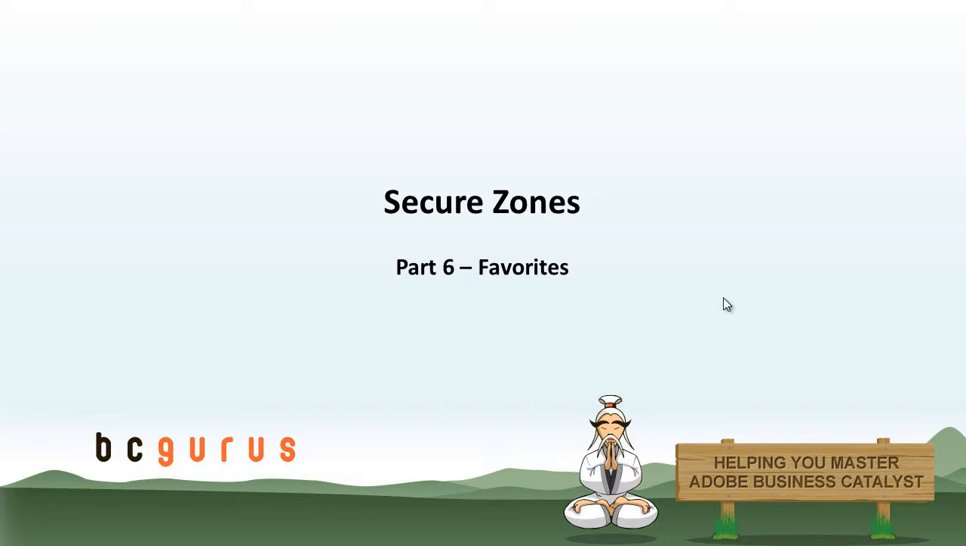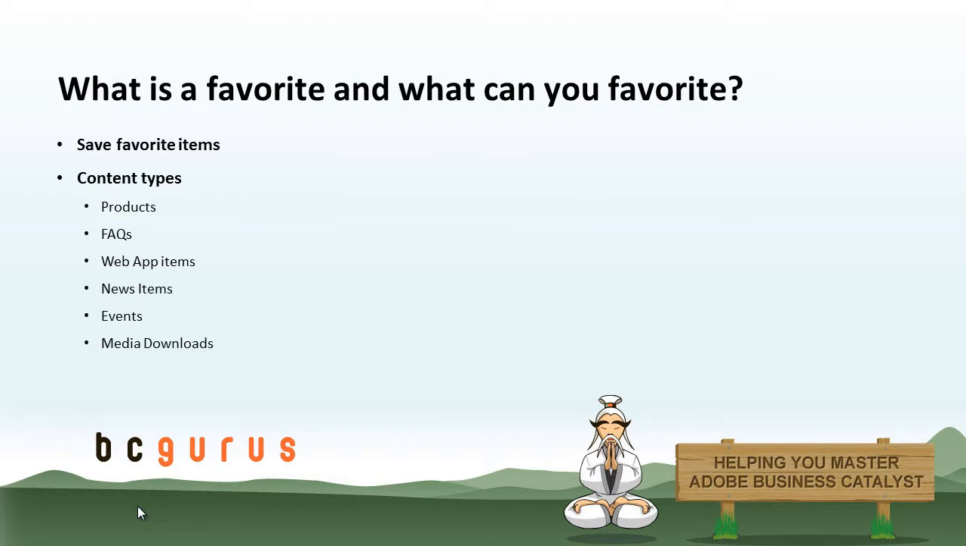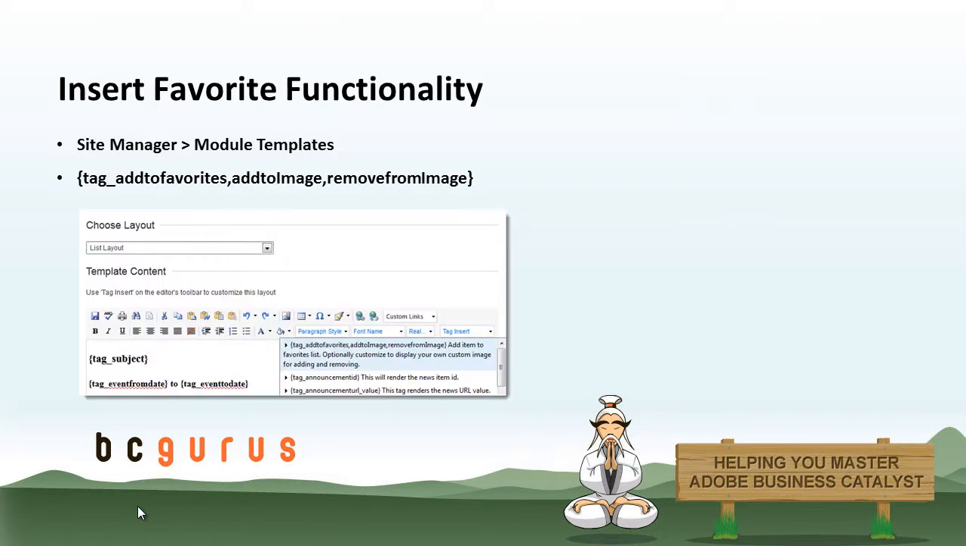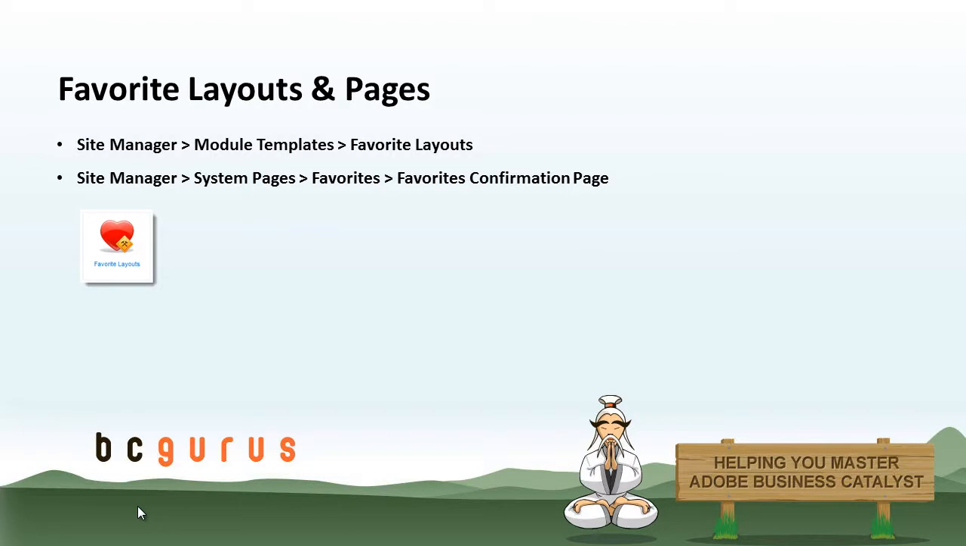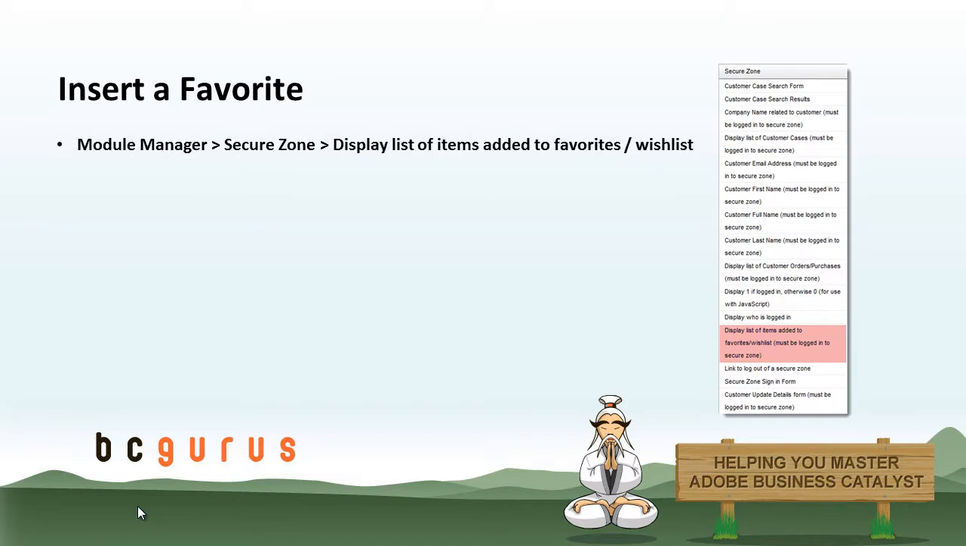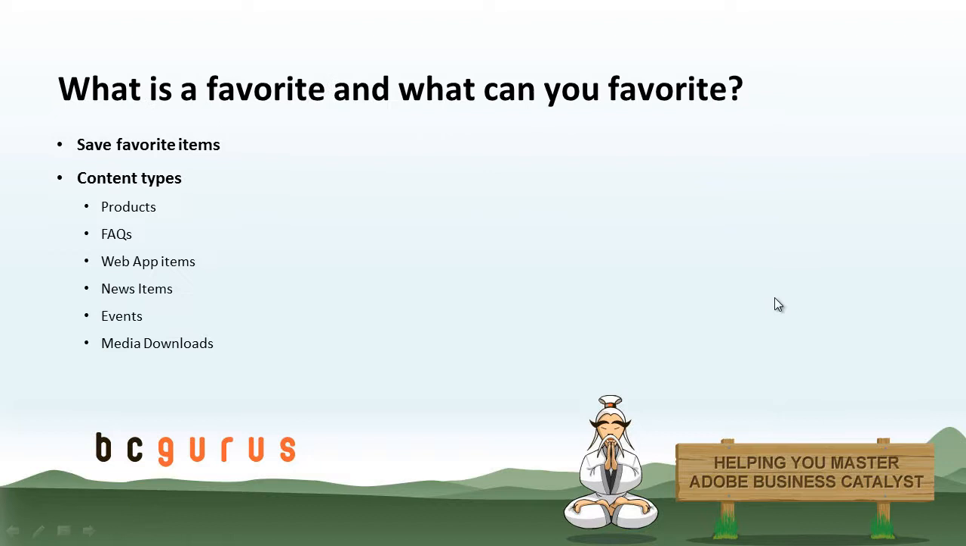In this video, we will be jumping into BC and going through what a favorite is and how to set it up on your site. To give you a basic intro on what we will be covering, we'll start off by covering what a favorite is and what you can favorite, how to insert favorite functionality onto your site, how to edit the favorite layouts and system pages, and then ending with how to actually insert it on your site so you can output a person's personal favorite list.